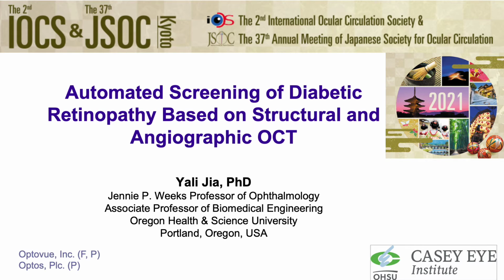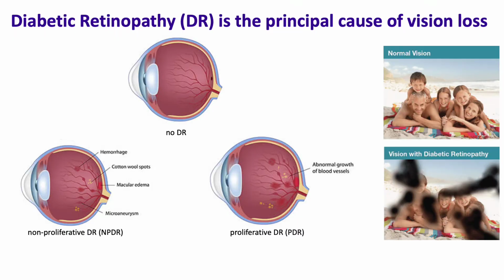In the following presentation, I will talk about an automated DR classification method based on OCT and OCTA. Diabetic retinopathy, DR, is the principal cause of vision loss. The diabetes-related vision loss can be prevented if DR can be screened timely.